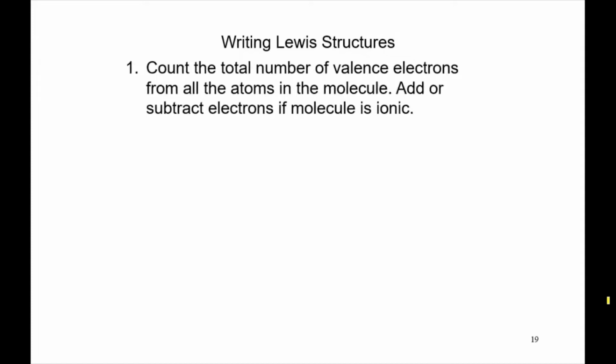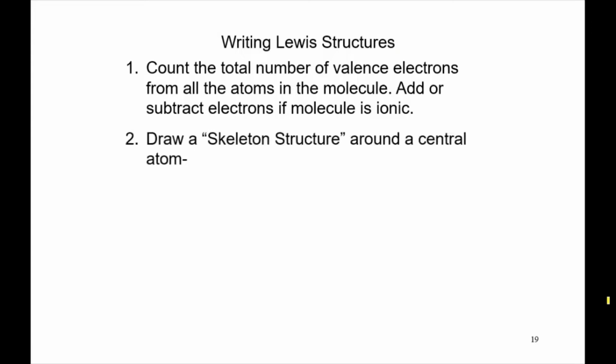So what I do is, first of all, I look at all the atoms in the molecule, and I count all the valence electrons. If what I'm drawing is, let's say, a polyatomic ion, then I have to either add or subtract electrons depending on what the total charge is. All right.